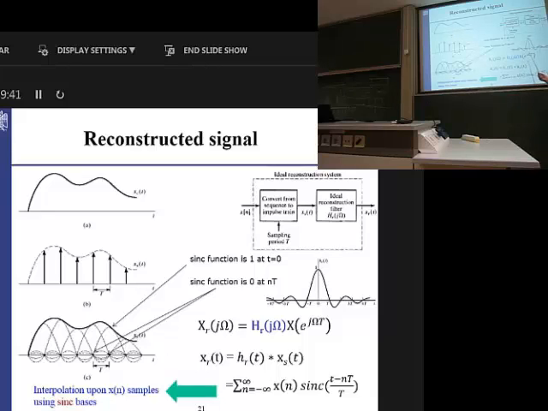We have the x[n] values. You have the sinc function like this, which at the origin is just 1, and at every T period, T, 2T, and so on, is just 0. And you have this combination of the sinc functions, from minus infinity to plus infinity. So it's somehow like interpolating upon the x[n] samples using the sinc function as basis.